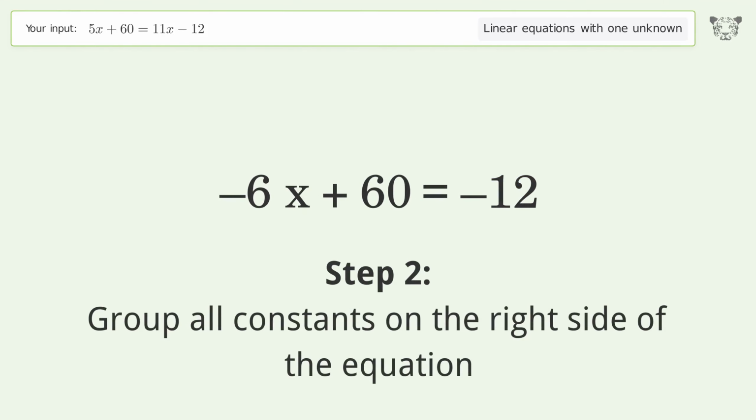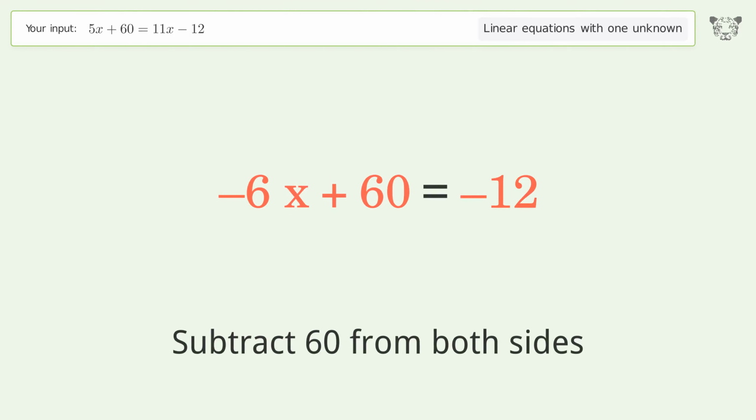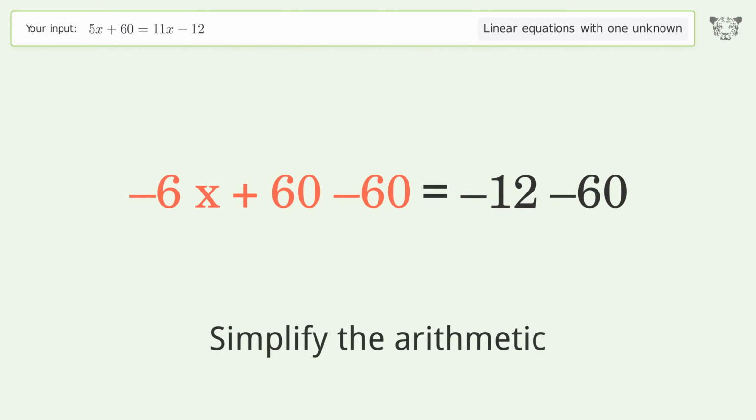Group all constants on the right side of the equation. Subtract 60 from both sides. Simplify the arithmetic.